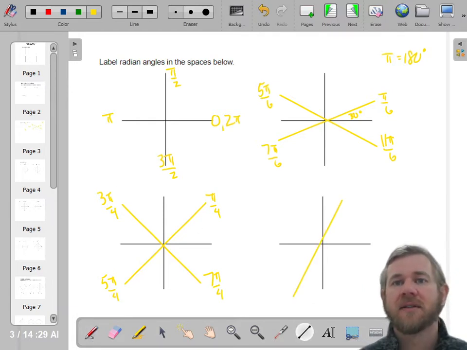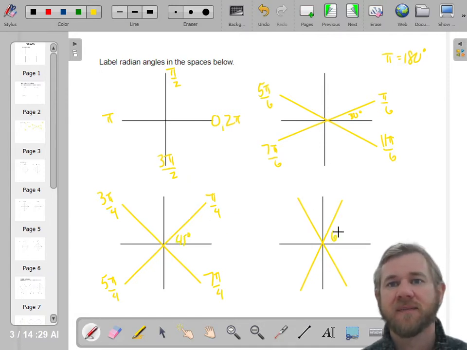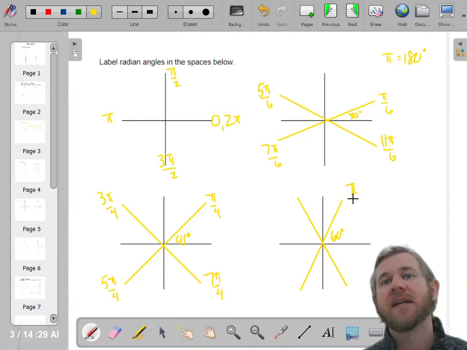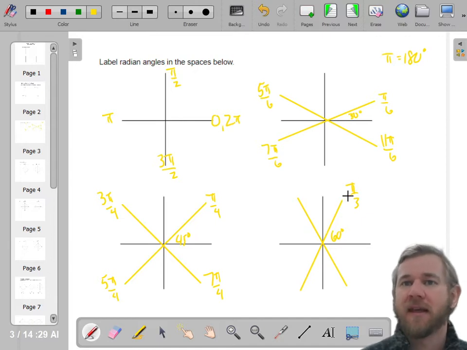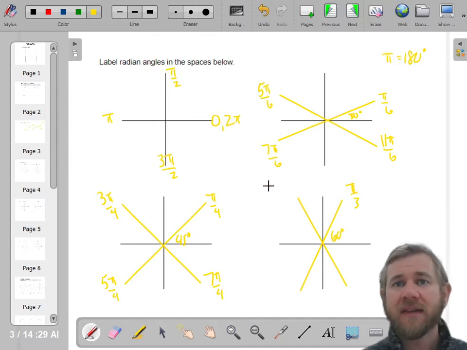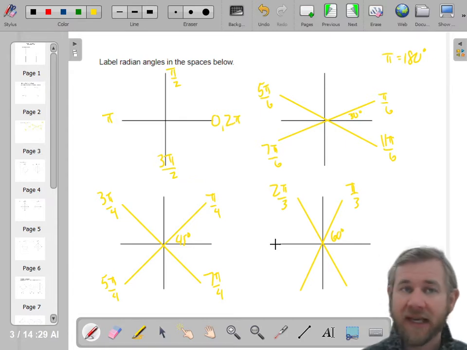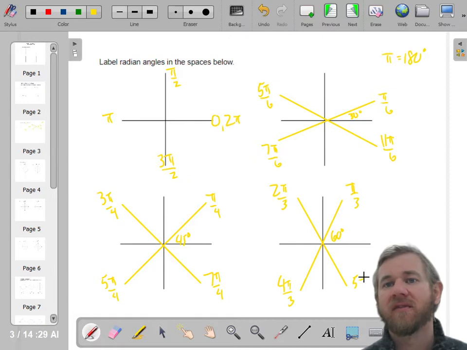60 degrees. Okay, so 60-degree reference angles are going to look something like this. So I'll label this as being 45, and this will be 60. If pi is 180, then pi over 3 is 60. 180 divided by 3 is 60. So this is 1 pi over 3, that'd be 60 degrees. This is 2 pi over 3. This is 3 pi over 3, but again, that reduces. 4 pi over 3 and 5 pi over 3.